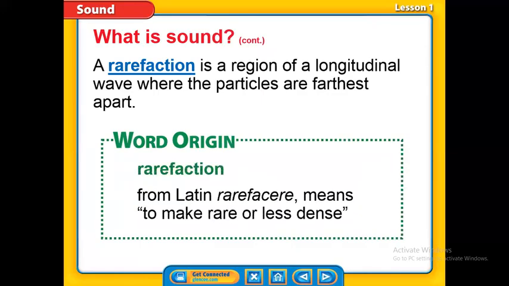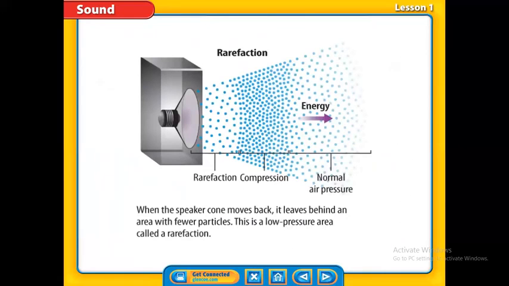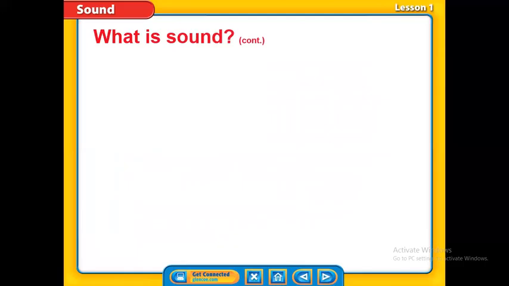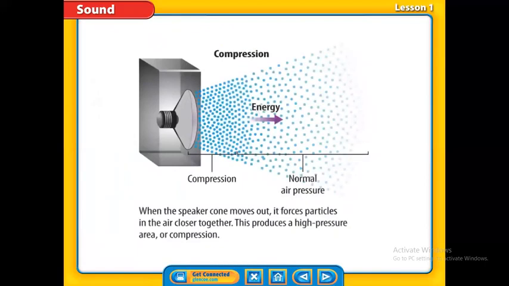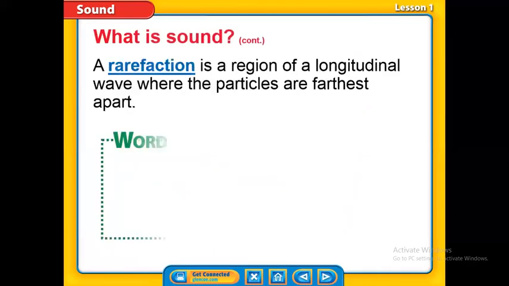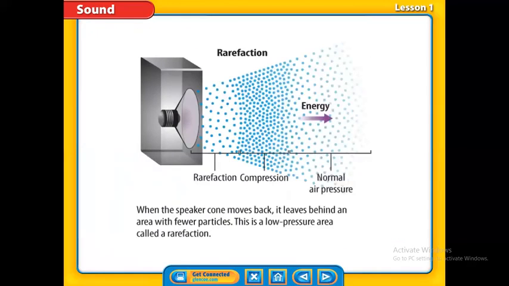What is rarefaction? It's the part of the longitudinal wave where the particles are farthest from each other. So if you look in here, you will find that the speaker is moving back and forth, right? In the compression part, the speaker cone moved out, like it moves to the outside. So this caused the particles to get closer, like it pushed the particles so they became closer to each other. In the rarefaction, the opposite happens.